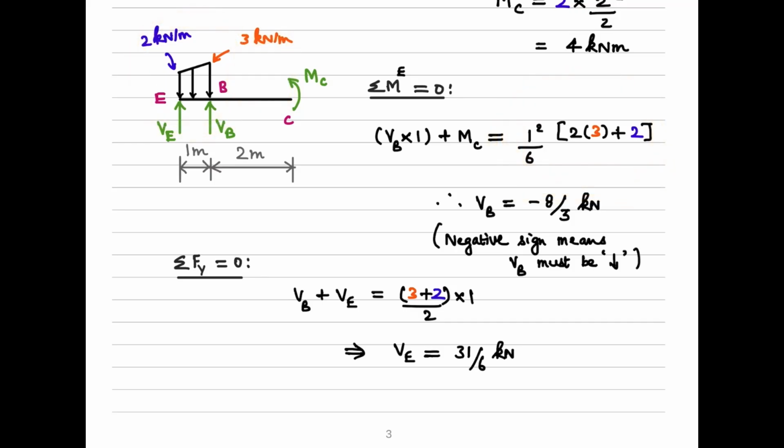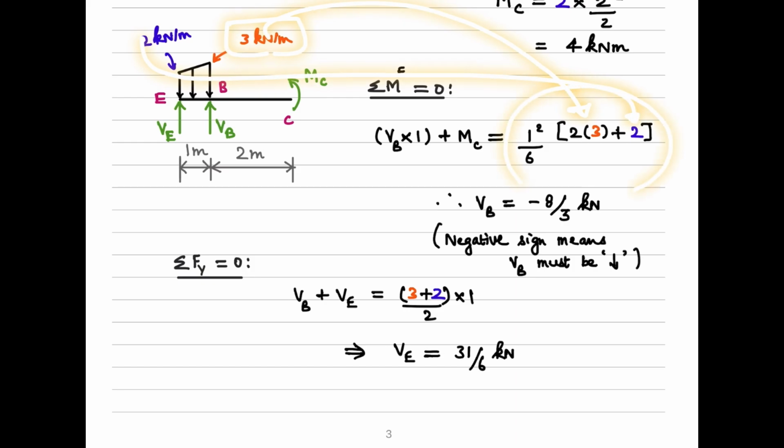How do we do that? One can do that by using this expression here, that is the span square divided by 6, into 2 times this intensity 3, plus 1 times this intensity 2.